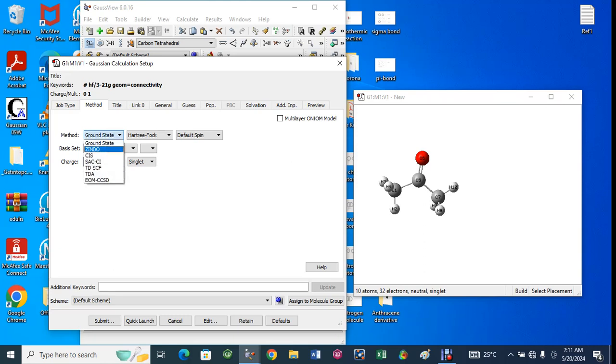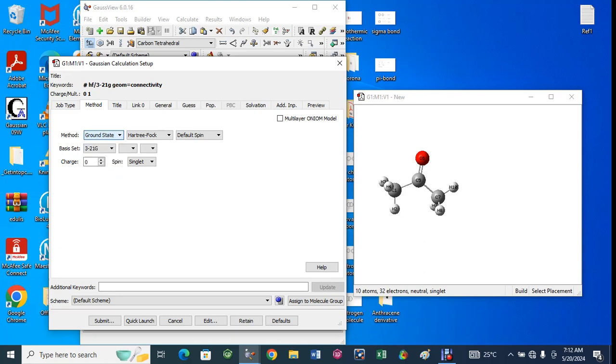Do we want to use the Zendo? Do we want to use the CIS? Do we want to use the SACCI? Do we want to use the time dependent self consistent field? Do we want to use the TDA? Do we want to use the EOMCCSD? So these are all methodologies that we can use to carry out some quantum calculations. So we can either choose the ground state, Zendo, CIS, SACCI, TDSCF, TDA, EOM, CCSD.